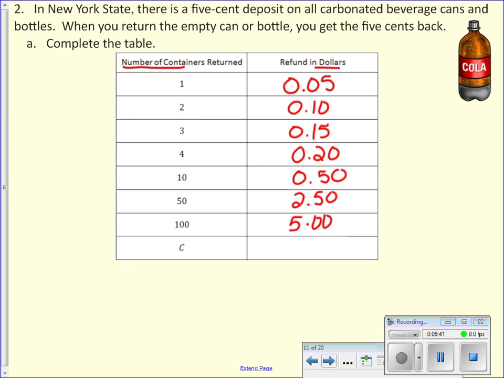So what did we repeatedly do throughout this table to find the total of our refund? What did we do to the number of containers to get my refund? Right, so I take my 5 cents per container. 5 cents per container. So write that in the bottom row. Your coefficient comes first. Questions on that?